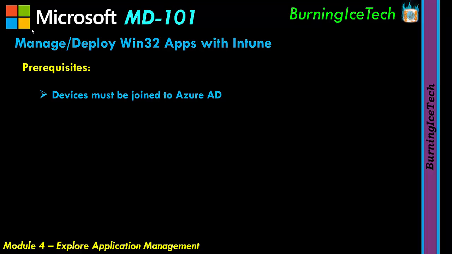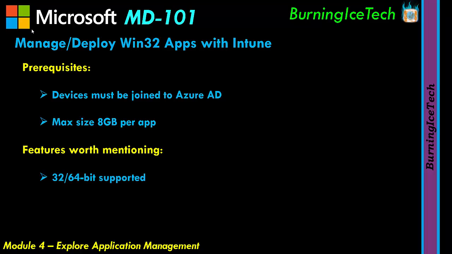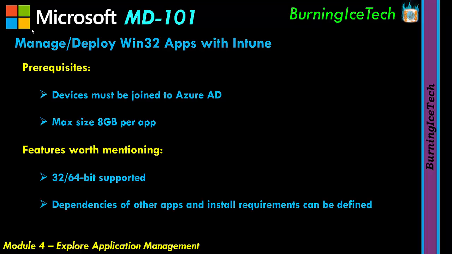Secondly, there is a size limit per app that you want to go and add. Windows applications can actually be larger than 8 gig per application, unfortunately. There are also some good features worth noting here, mind you. This would be features like both 32-bit and 64-bit apps are supported. That's a win in my book. I don't know about you guys. Dependencies of other apps and install requirements can be defined as well.